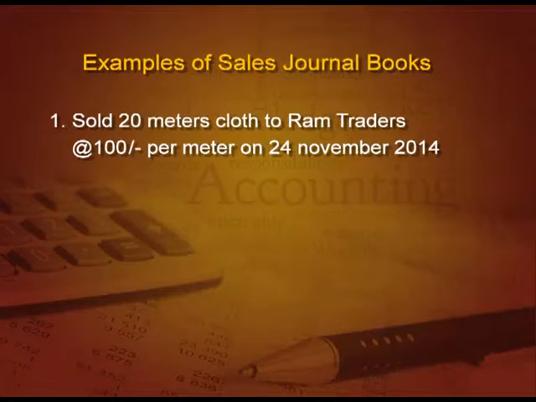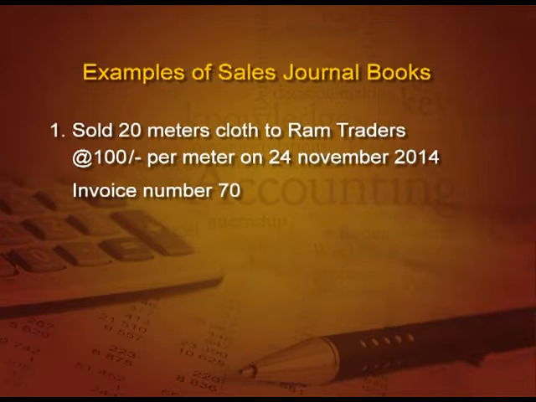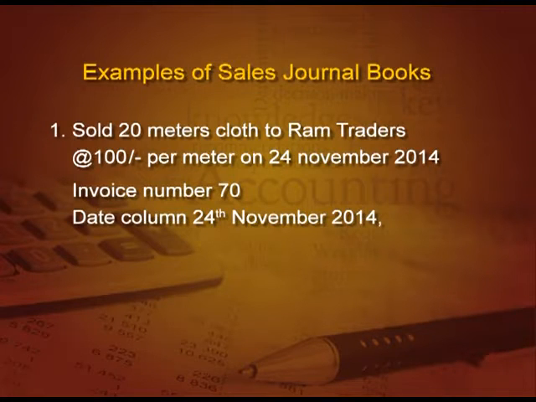Books of Raja Limited, first transaction: sold 20 meters cloth to Ram Traders at the rate of 100 per meter on 24th November 2014 with invoice number 70. Now, this will be recorded in the sales journal like this. In the date column, we will write 24th November 2014 and in the invoice column 70.